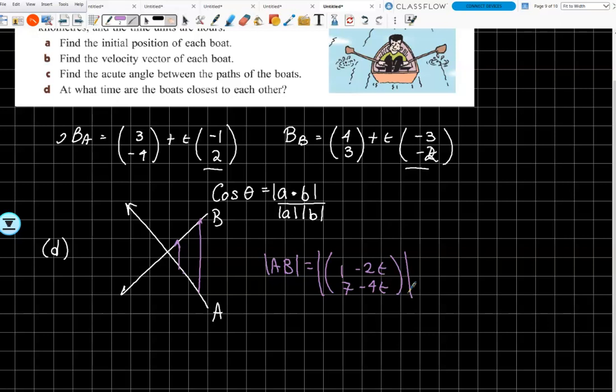The distance between the two boats at any time. So can I actually find the distance? Yes, I can. So we can go 1 minus 2t squared plus 7 minus 4t squared. That gives me my distance squared. And then how can I find the time when they're closest together?